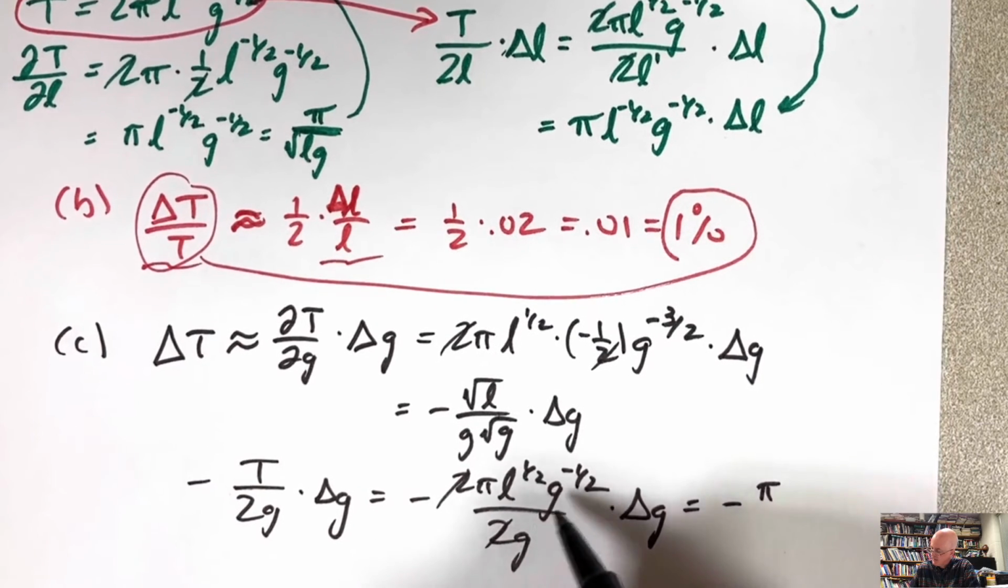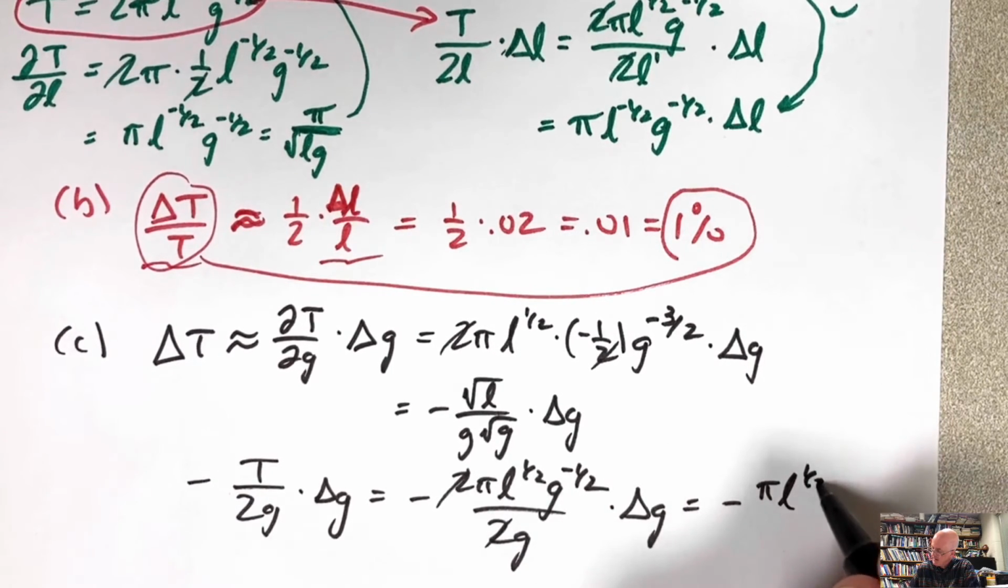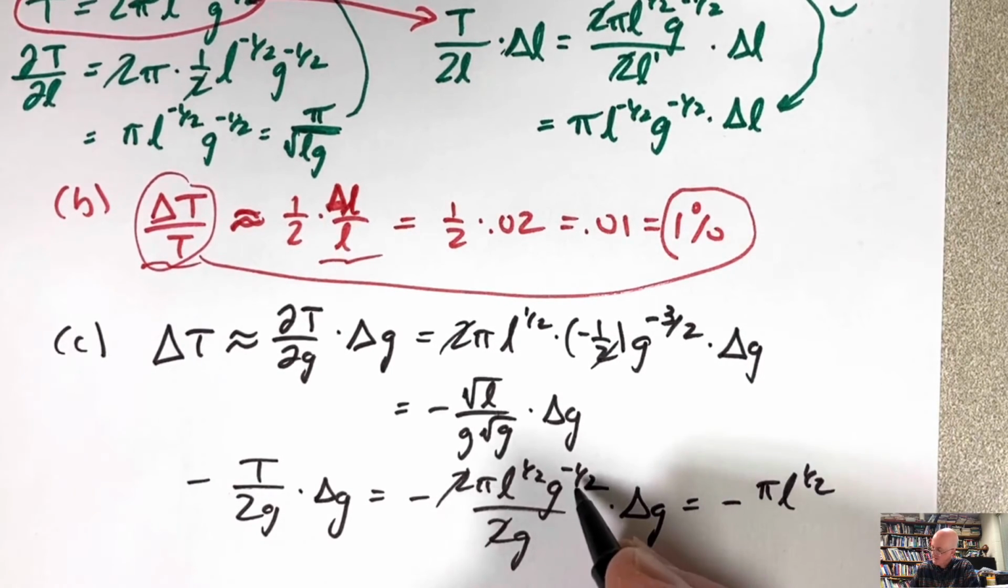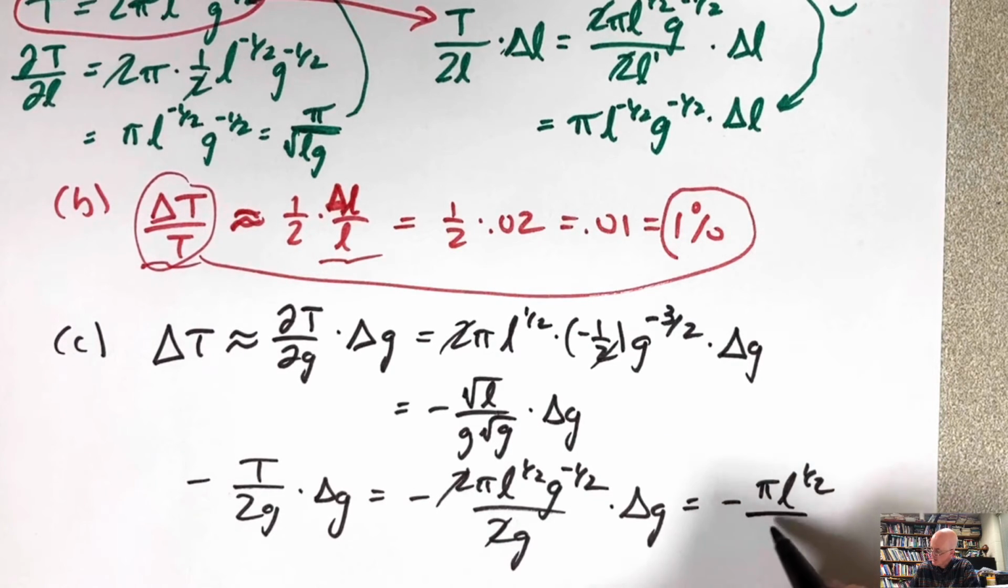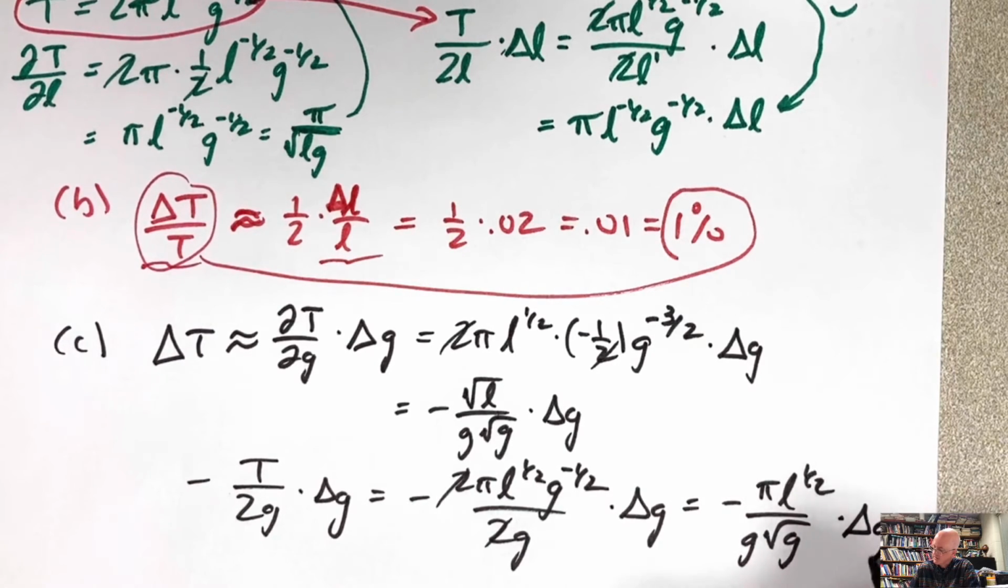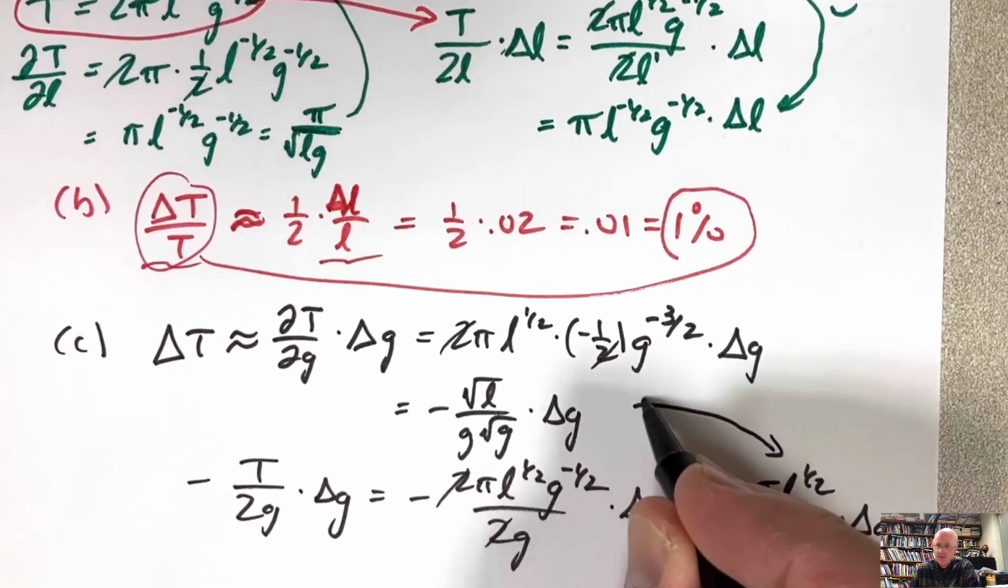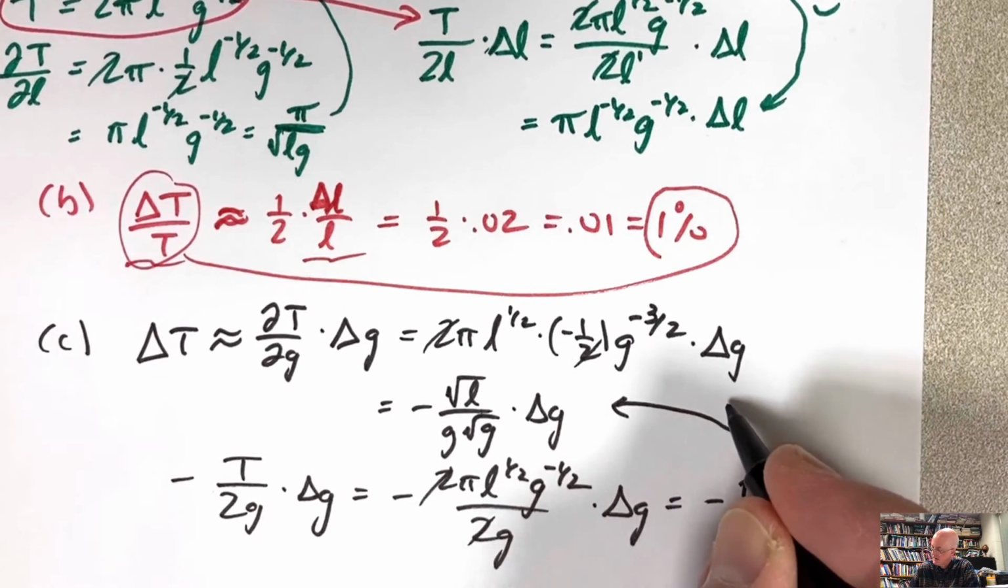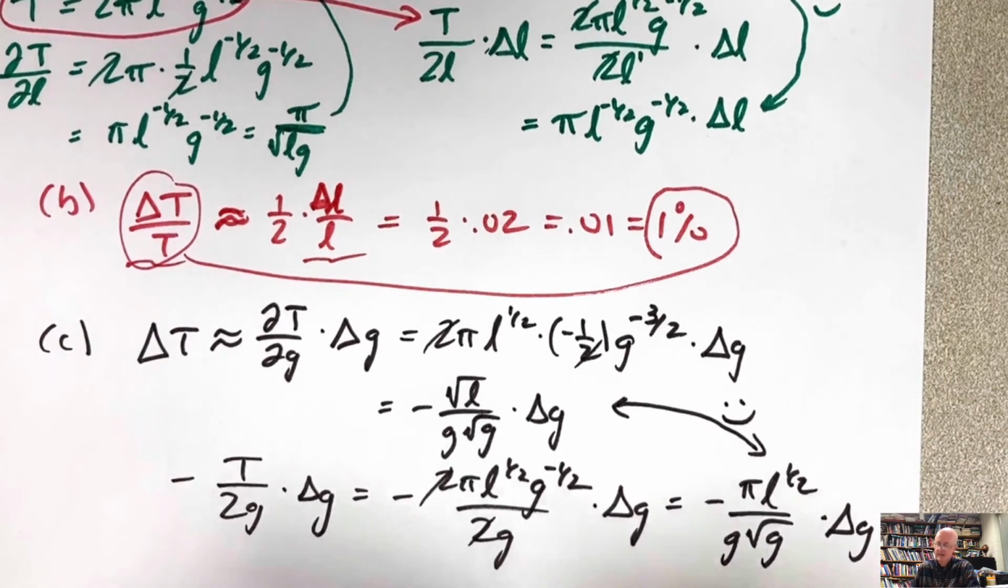Let's see here. We will have an L to the 1/2 in the top. We could subtract the exponents here. Negative 1/2 minus 1 is G to the negative 3/2, which means it also could go in the bottom as G times square root of G times delta G. We again get the same thing. That makes us happy here. We have confirmed part C.